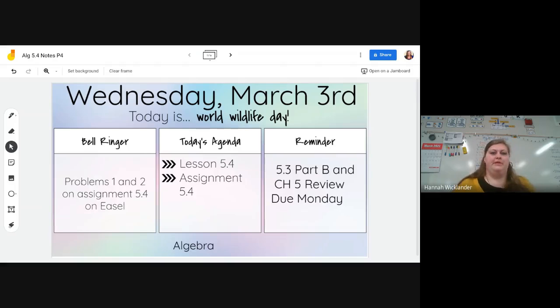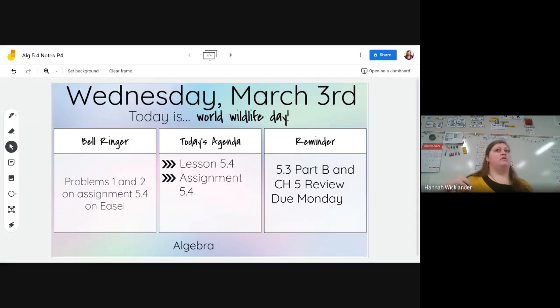So we are doing something kind of new today. The whole algebra team is trying this new program called Easel. It's supposed to take a worksheet and then you can type on it and stuff. So the way that it's gonna go today is the Easel assignment, or the worksheet we found, has a couple pages of notes in the beginning that I'm gonna use and do notes on.